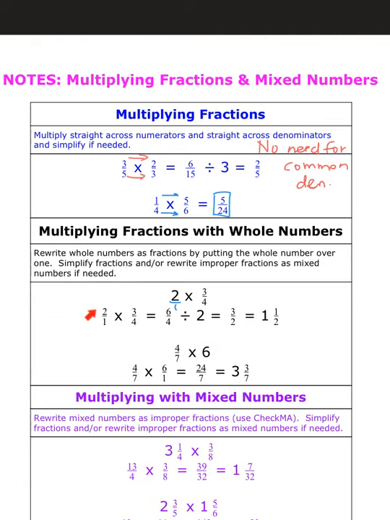So I have that over here. Now it's ready to go. 2 over 1 times 3/4. Multiply straight across the numerators and straight across the denominators. So when you do that, 2 times 3 was 6. 1 times 4 is 4.